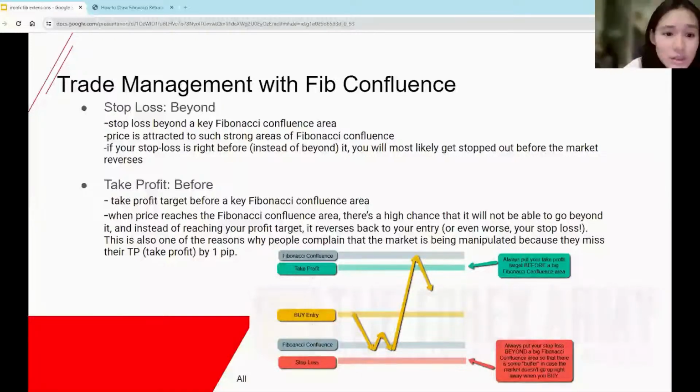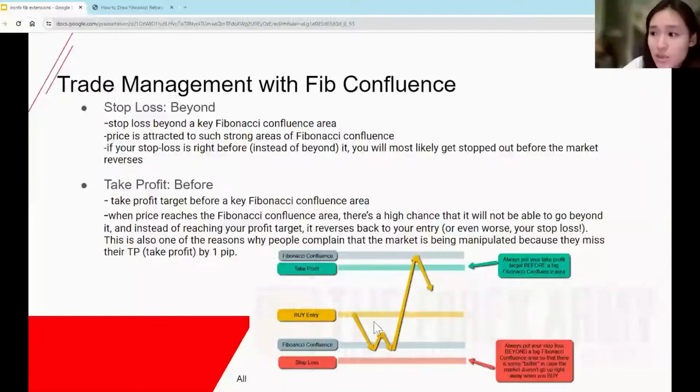So firstly, your stop loss would be placed beyond. So this means that you would place your stop loss beyond a key Fibonacci confluence area. The reason for this is because more often than not, price is attracted to such strong areas of confluence, and if your stop loss is right before instead of beyond it, you will most likely get stopped out before the market reverses. So that's basically what I mentioned earlier.